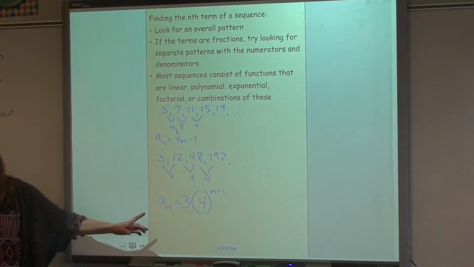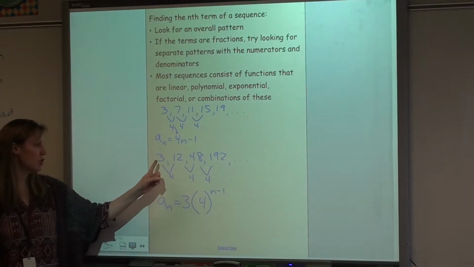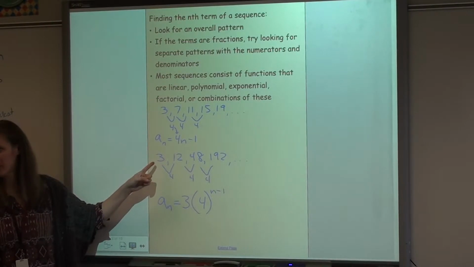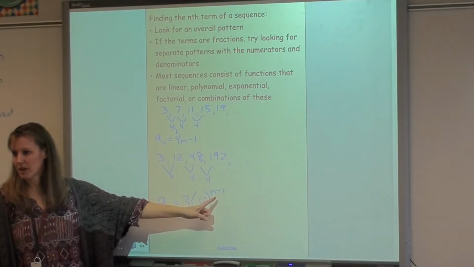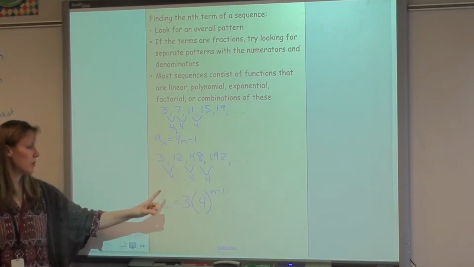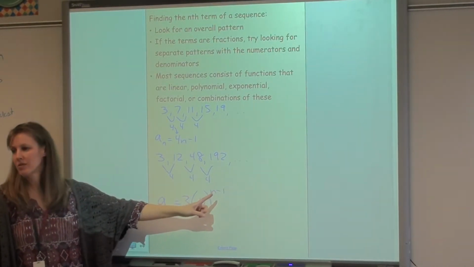The reason I need that is because that first term doesn't actually get multiplied by 4, right? So this would be 3 times 4 to the 0 if we plug in a 1. And then the next one would be 3 times 4 to the first, right?